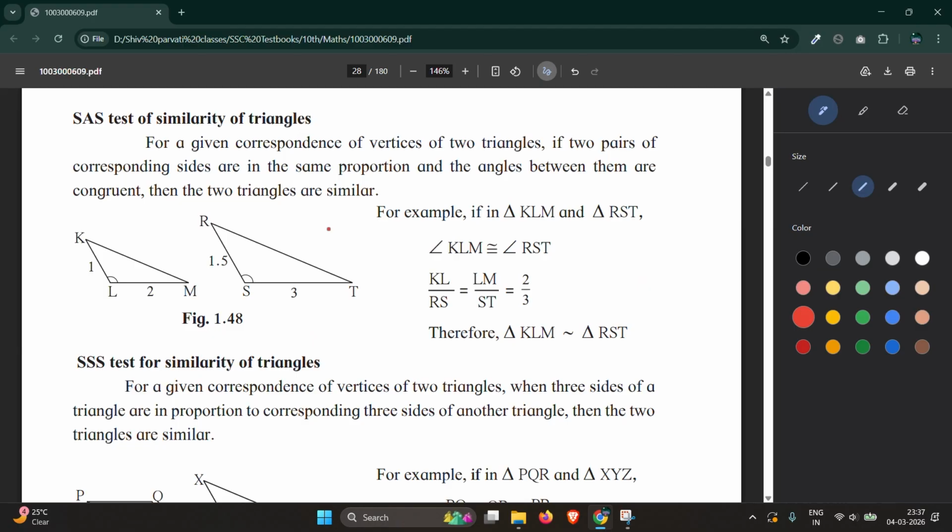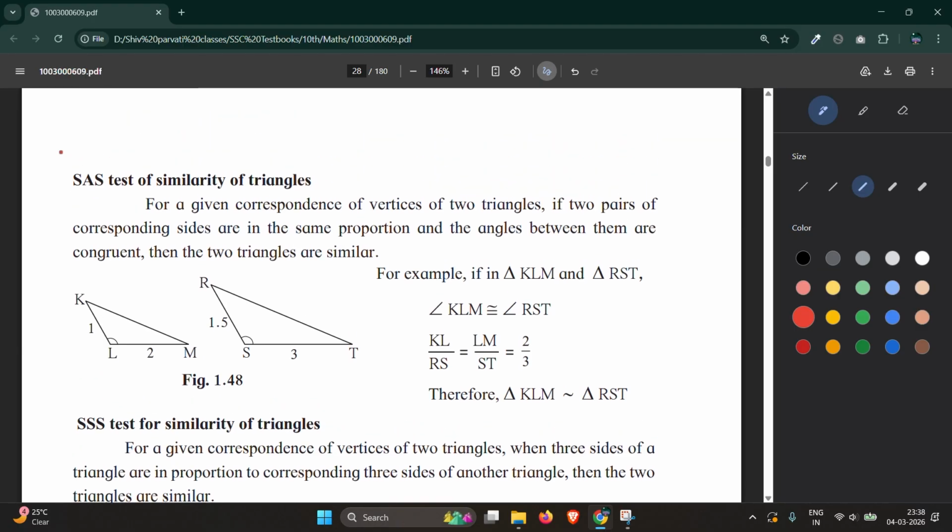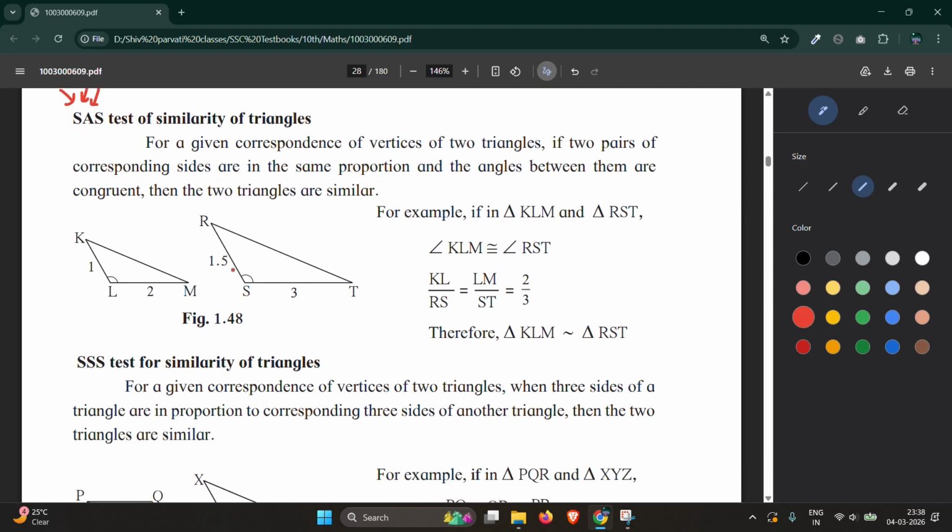The next test is the SAS test. That is the side angle side test, in which one angle is the same and the sides that are making that angle are in the same ratio. So the sides cannot be the same, right? If the sides are the same, then it is a congruent triangle, but we are just looking for similar triangles. So that means the sides will not be the same, but they will be in the same ratio.